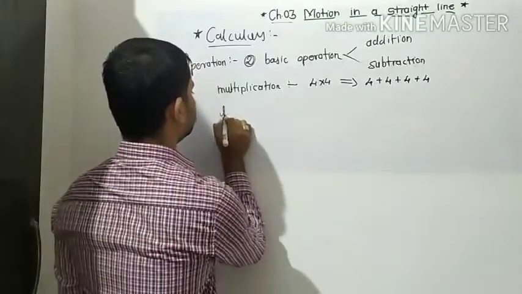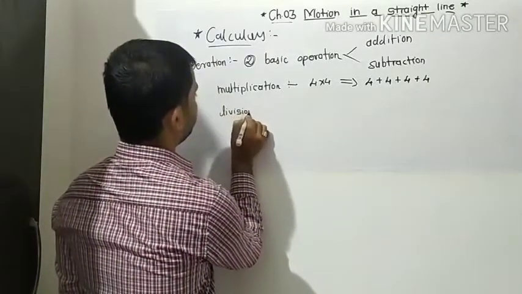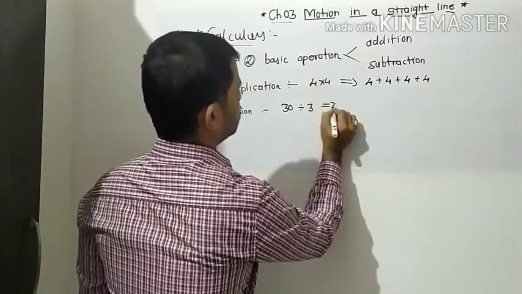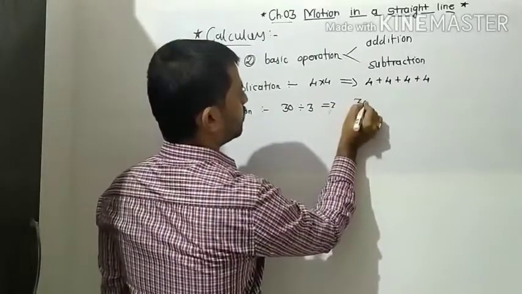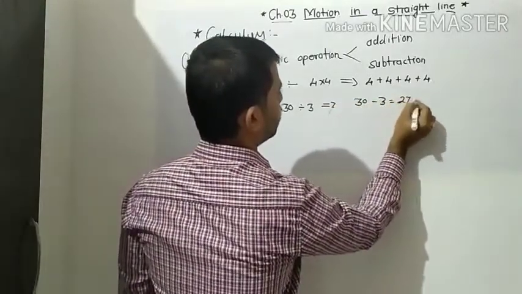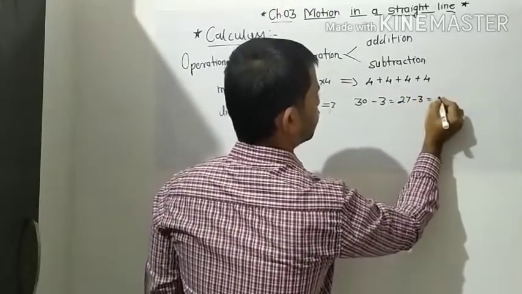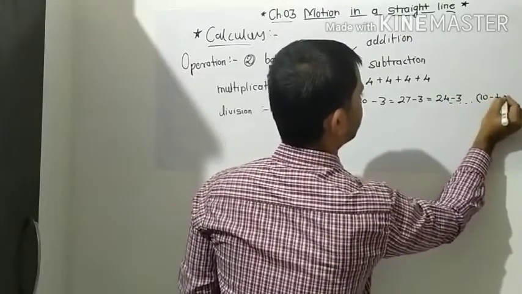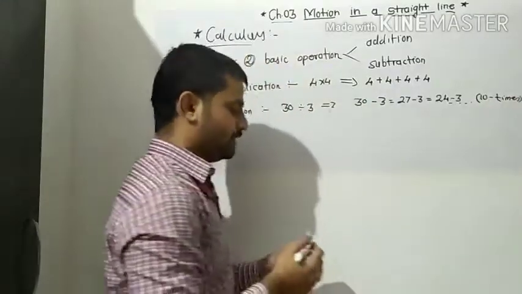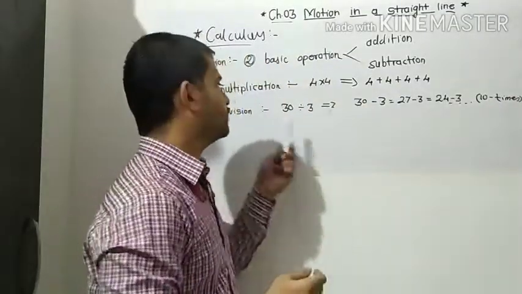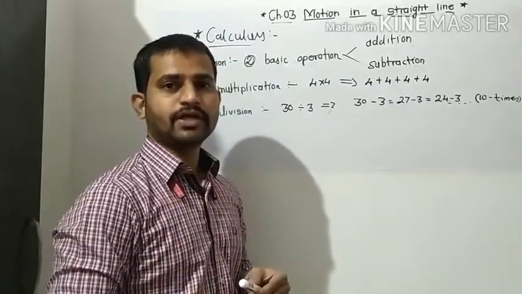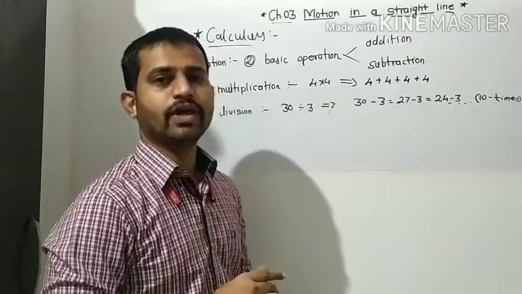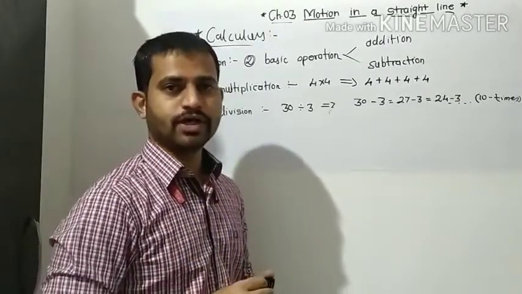And in division, what we are doing is subtraction, meaning from 30 minus 3 we get 27, minus 3 we get 24, minus 3, and so on. We have to do this 10 times. So the basis of multiplication is addition, and the basis of division is subtraction. When we have to go for such operations, we have to remember that we are going nothing but for addition and subtraction.